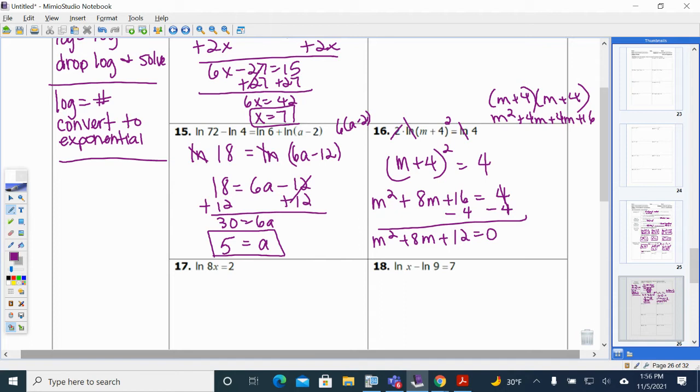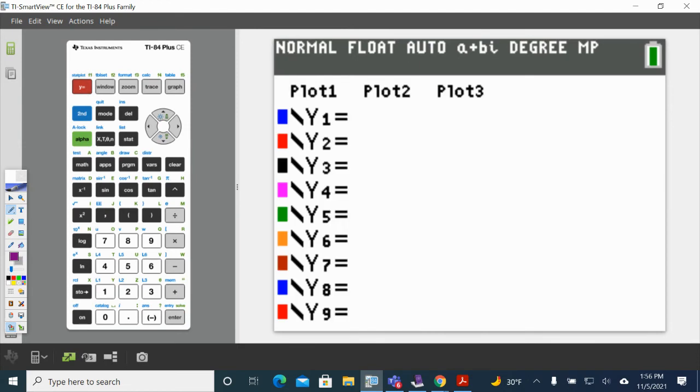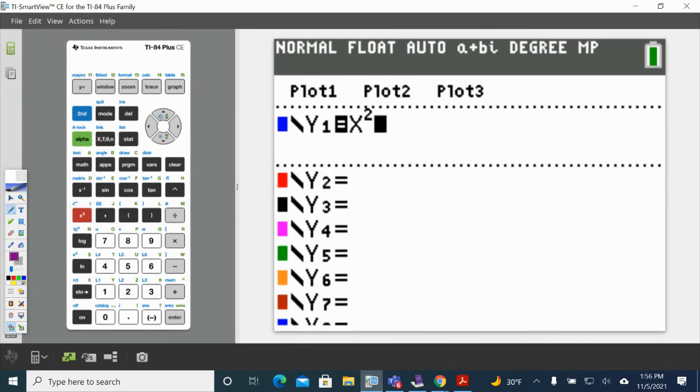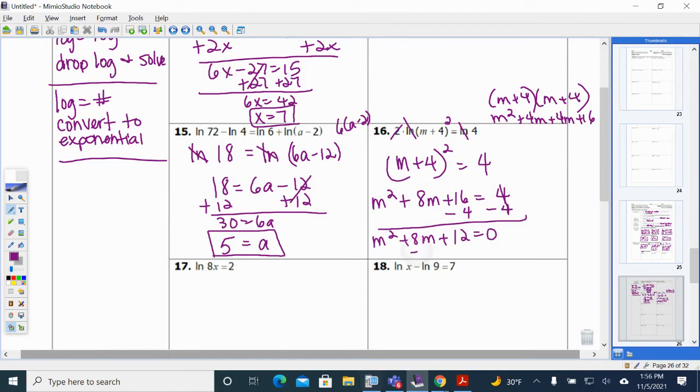So just like we did with logarithmic equations, you can either solve by graphing, solve by using quadratic formula, or polysmult. So I'm going to use graphing. I've got y equals x squared plus 8x plus 12, and negative 2 and negative 6 are the two numbers where the parabola hits the x-axis.